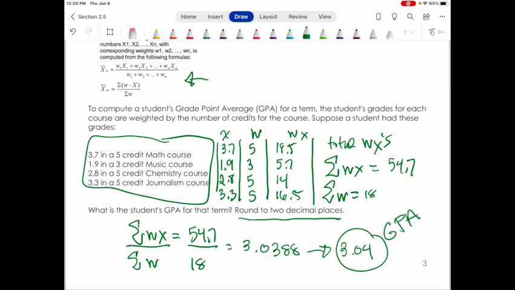So looking ahead to the next section, we're going to use our understanding of the measures of center to start talking about the shapes of different data sets.